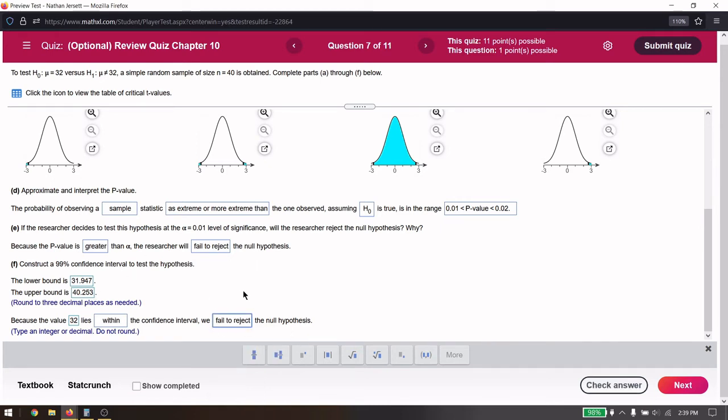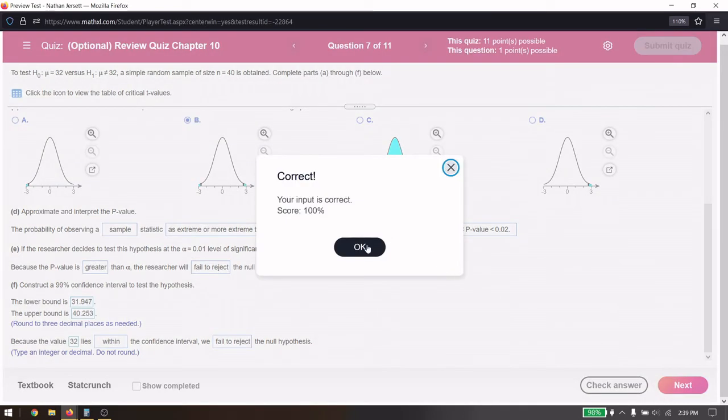Same process. If the p-value is greater than alpha, we fail to reject. If it's contained within the confidence interval, we fail to reject. And then vice versa. If the p-value is less than alpha, we do reject. If 32 was not contained within the confidence interval, then we also reject that. Let's test. And those are all correct.